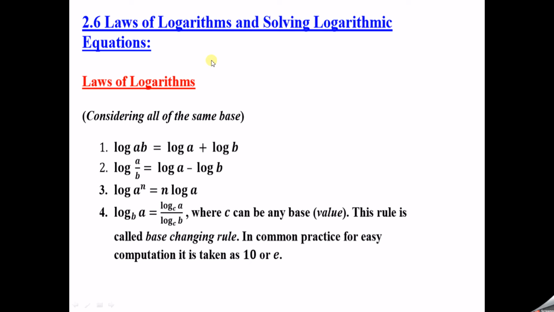And we have some properties of logarithm. These are the laws of logarithm which are used in solving logarithmic equations. This is section 2.6, and in this we have these properties or the laws. The first property is that log AB is equal to log A plus log B.